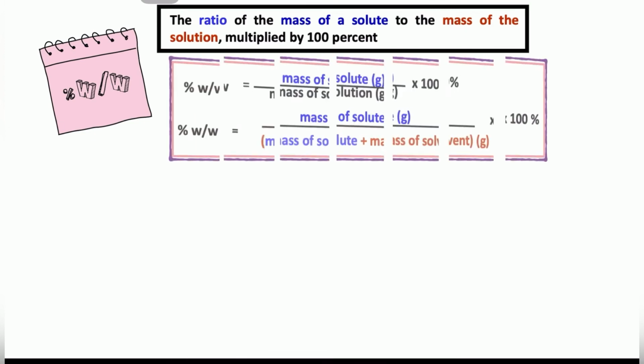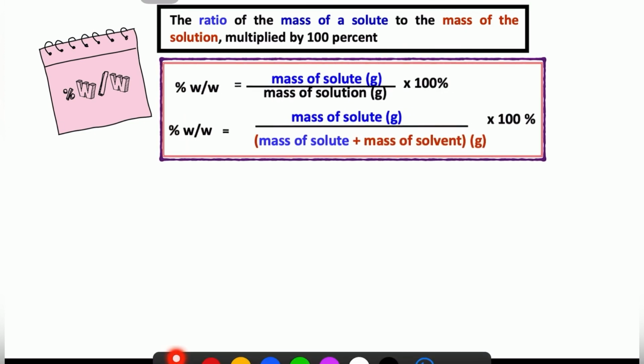Next, percentage by weight. It is the ratio of the mass of the solute to the mass of the solution multiplied by 100. This is the formula to get the percentage by weight. W refers to the weight, the mass of the solute divided by the mass of the solution. What is the mass of the solution? Solution refers to the mass of the solute plus the mass of solvent, and then times 100 because it is percentage by weight.